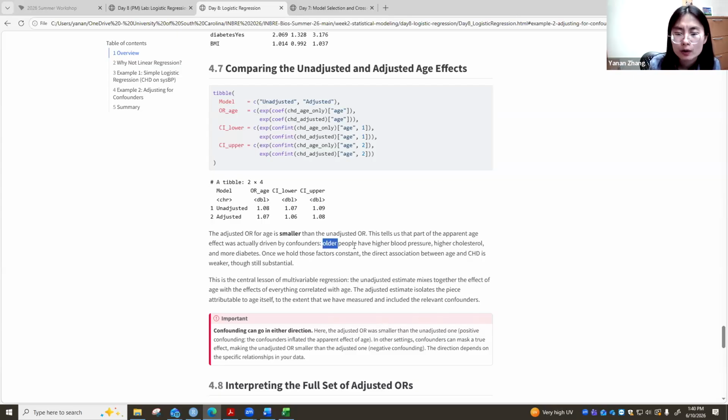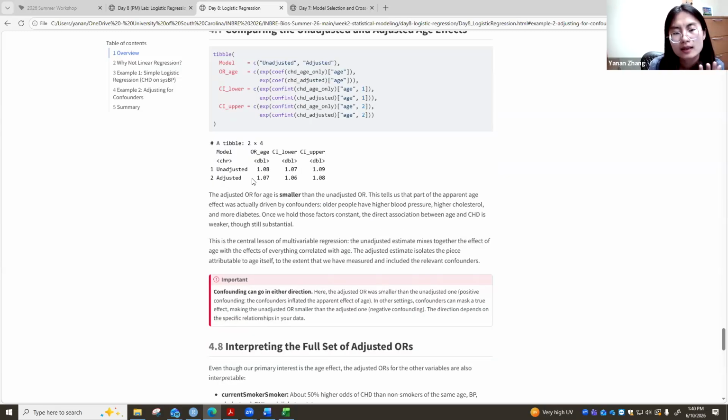Similarly, older people tend to have a higher cholesterol level, and we know a higher cholesterol level is related to higher coronary heart disease. So again, we need to consider those parts. In practice, it's not always the same. It's not always the case that the adjusted effect has a smaller magnitude compared to the unadjusted. It really depends on the association between the confounder and the predictor, and the confounder and the outcome.